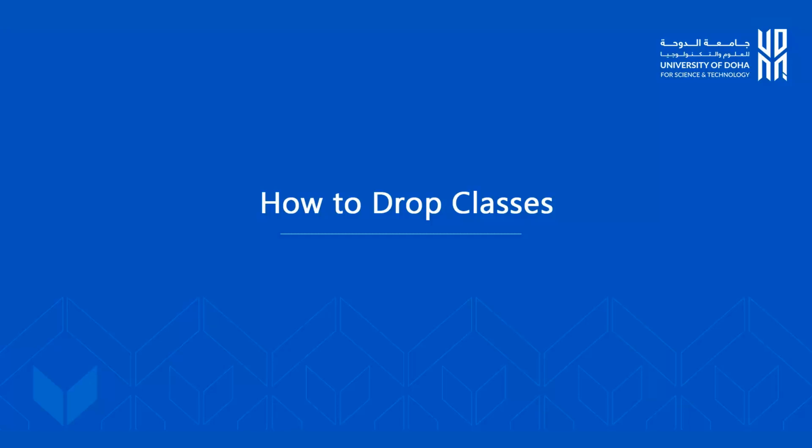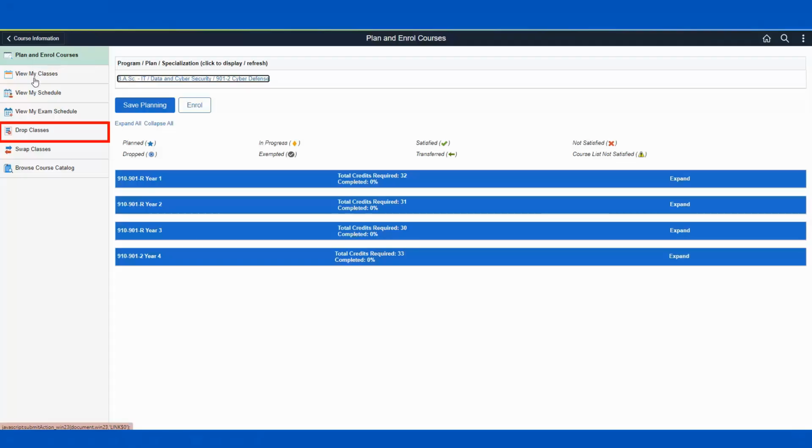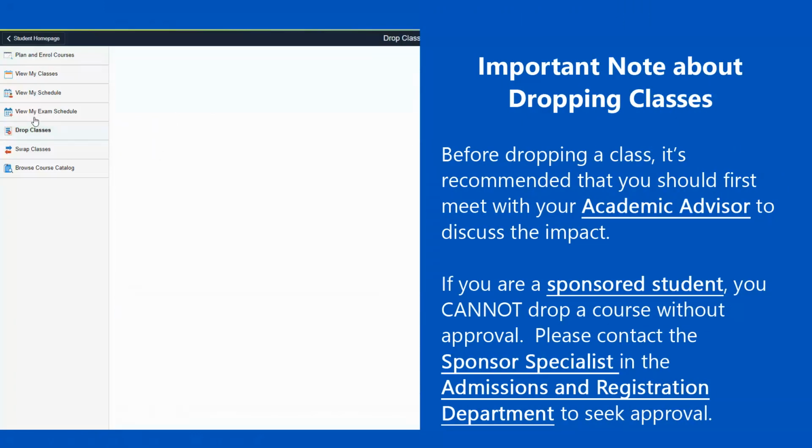Now let's take a look at how to drop a class. From the menu on the left, select Drop Classes. This is an important note about dropping classes. Before dropping a class, it is recommended that you should first meet with your academic advisor to discuss the impact. If you are a sponsored student, you cannot drop a course without approval. Please contact the sponsor specialist in the Admissions and Registration Department to seek approval.